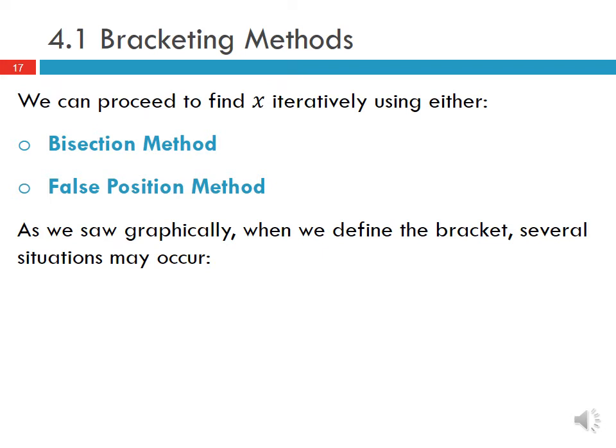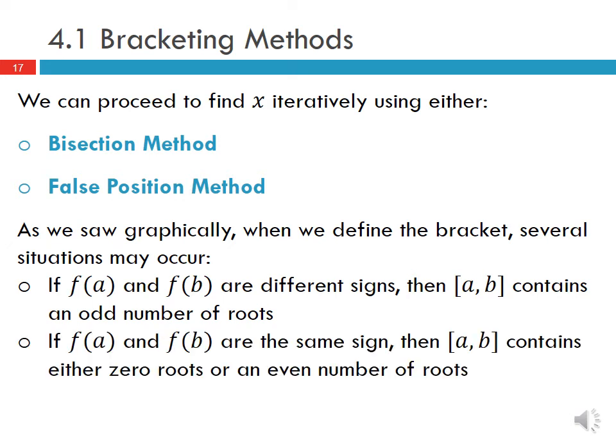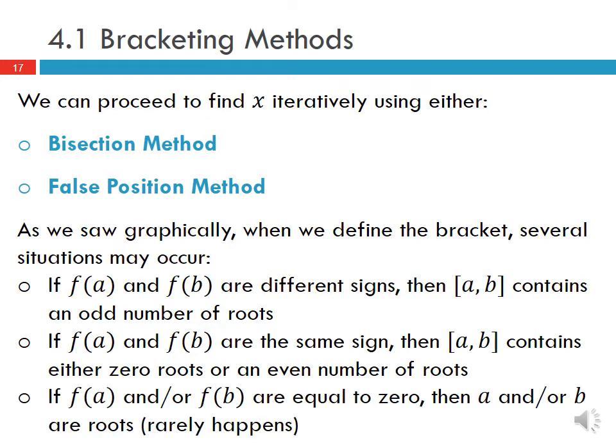As we saw graphically, when we define the bracket, several situations may occur. If f of a and f of b are different signs, then the interval from a to b contains an odd number of roots. If f of a and f of b are the same sign, then the interval from a to b contains either 0 roots or an even number of roots. And if f of a and or f of b are equal to 0, then a and or b are roots, which rarely happens that you would guess one of your initial guesses is exactly the root, but it can happen.